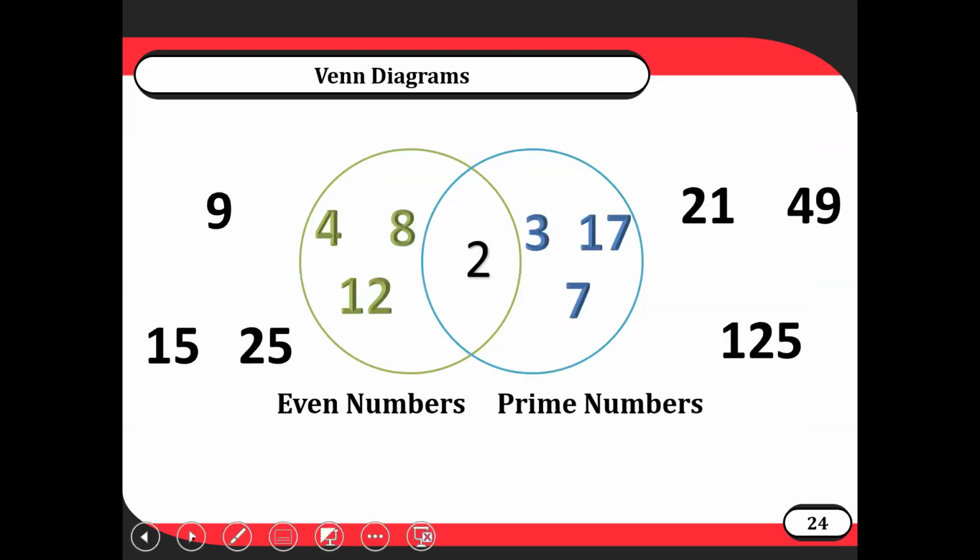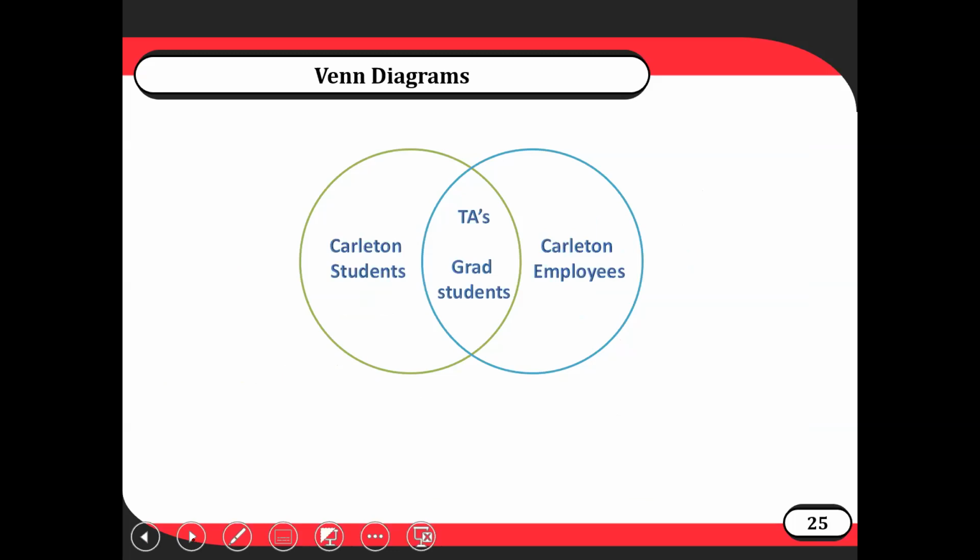So this might be another example. We have some numbers, and our even numbers would be in this green set. Our prime numbers would be in this blue set, and these other odd numbers that are not prime would be outside of these two sets. And this 2 is shared between them: it's a prime number, but it's also an even number. Here's another example. If we have the set of Carleton students and the set of Carleton employees, then grad students and TAs would be both students and employees.